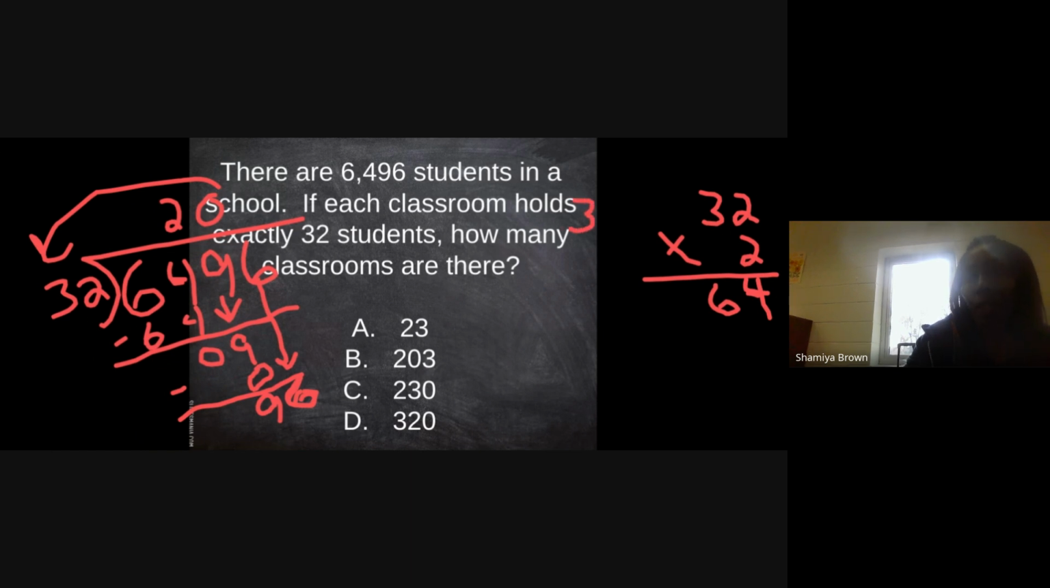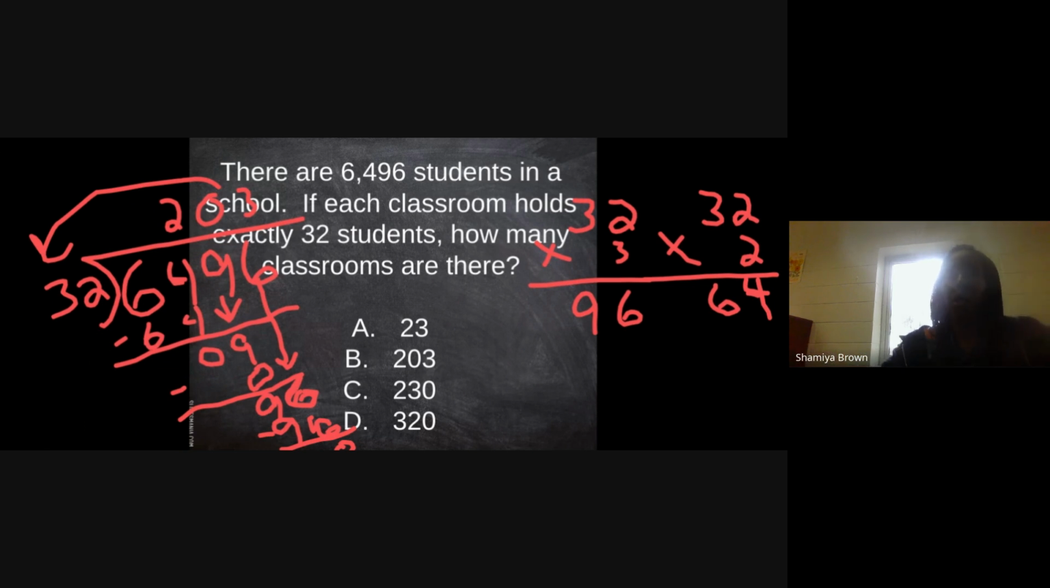I'll try 3. 2 times 3 is 6. 3 times 3 is 9. Right on again. So I can get 3 groups of 32 out of 96. So I multiply 3 times 32, gives me 96. Subtract that and I get 0. So my answer is 203. That one was simple because it was an even amount every time. So no remainder, and that was pretty simple.